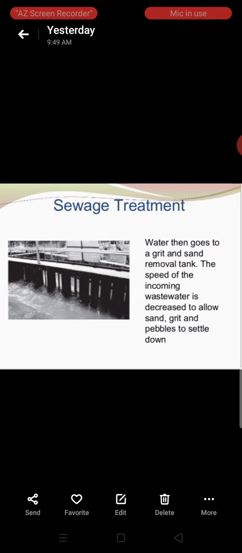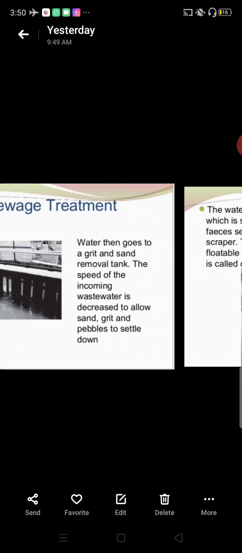Second, water then goes to a grit and sand removal tank. The speed of the incoming wastewater is decreased to allow sand, grit and pebbles to settle down. What is the second step? The water then is transferred to the grit and sand removal tank so that the sand and pebbles can be settled down because the speed of the water also becomes slow.